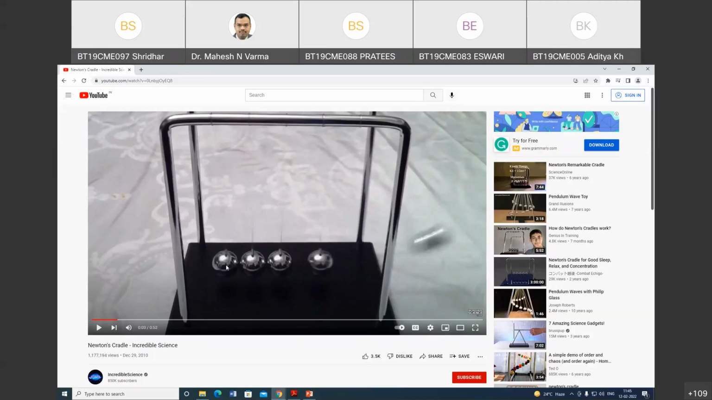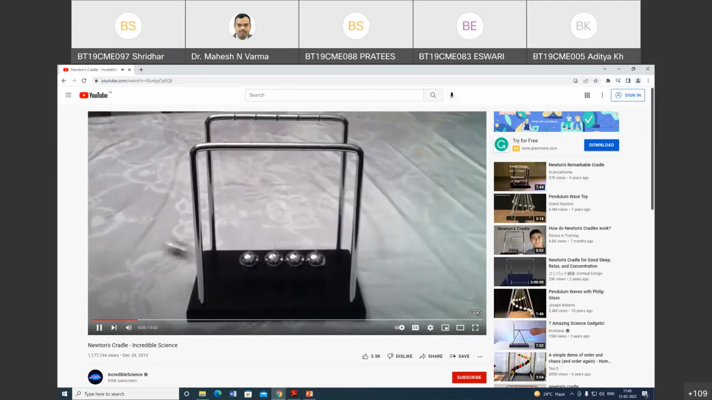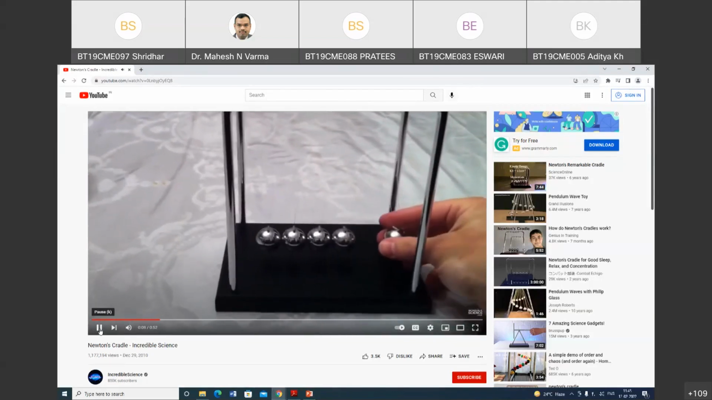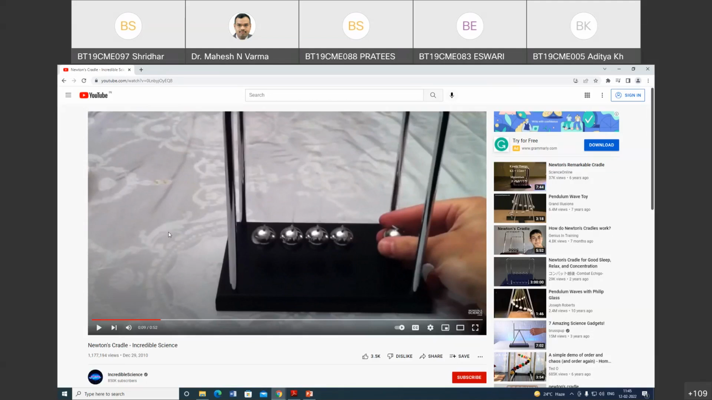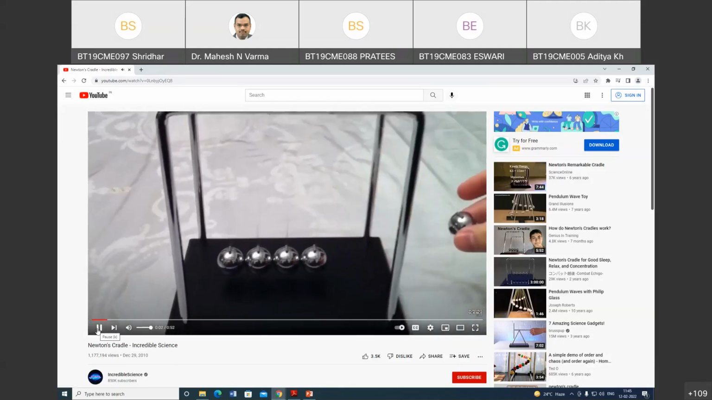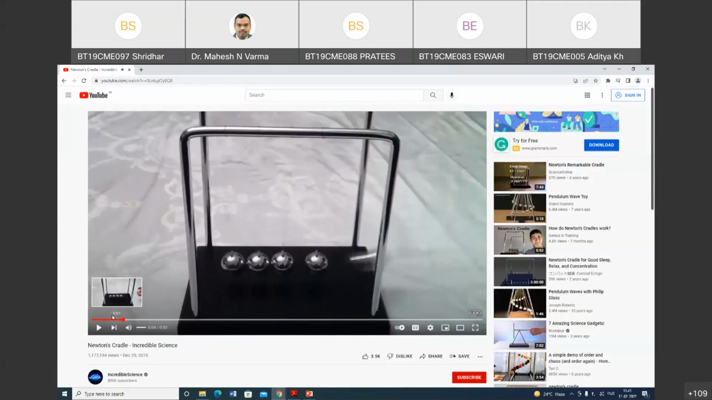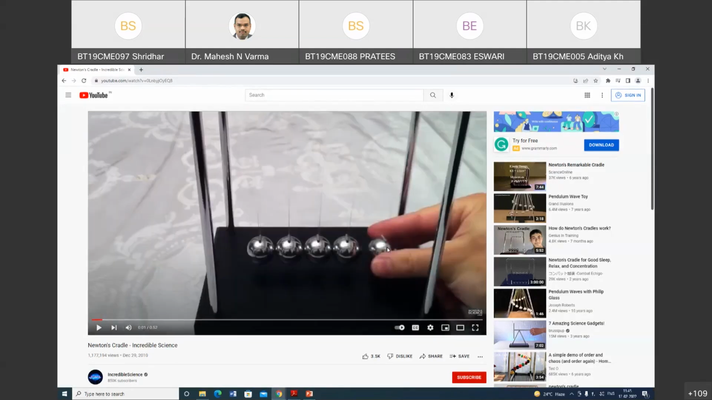The other steel balls are not moving at all. There is negligible bulk motion in these steel balls. Just observe them. So what is happening? Momentum is transported in the x direction, but there is no bulk motion. Only this ball is moving. These balls are not moving at all, and all the momentum is transported from this place to this place. This is just an example.